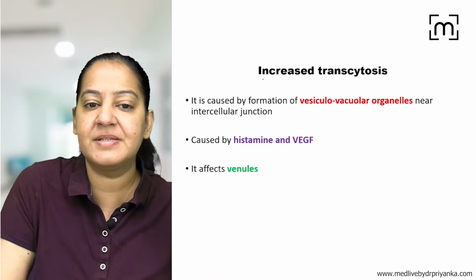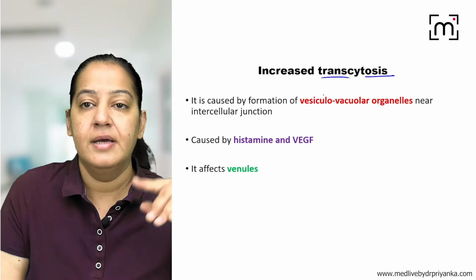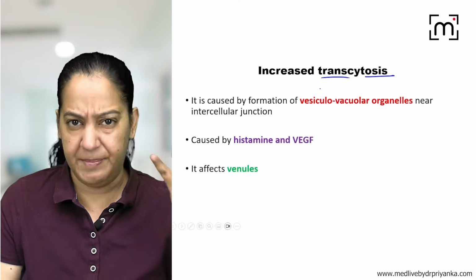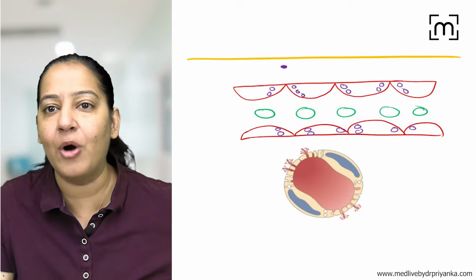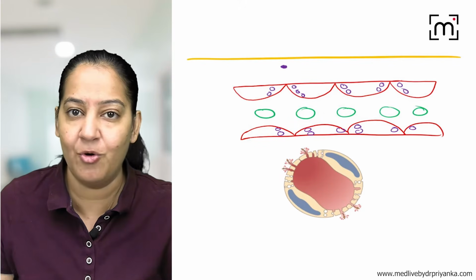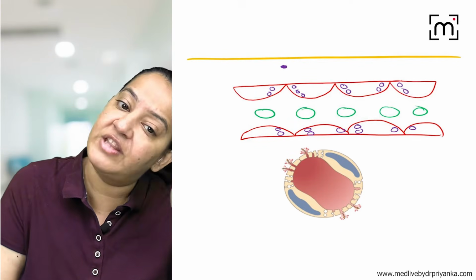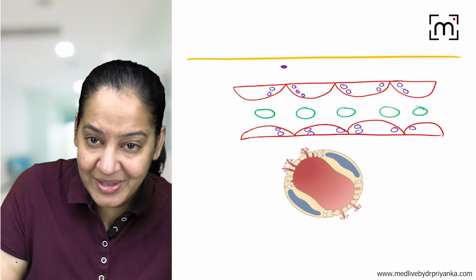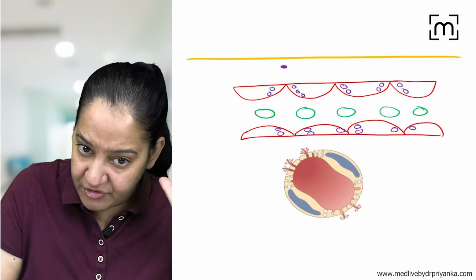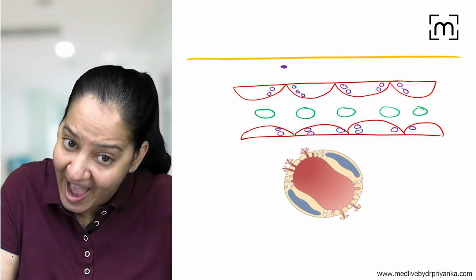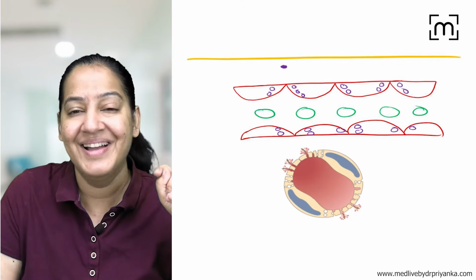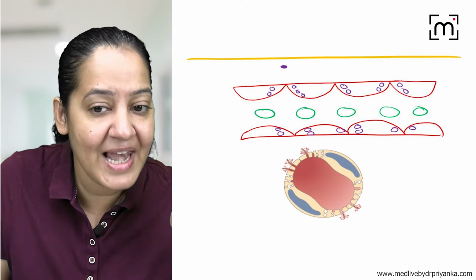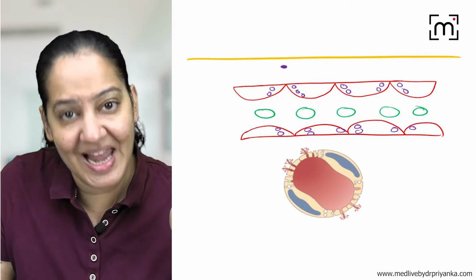The fourth mechanism is increased transcytosis. Now in this mechanism, no gaps are created. You will be thinking, ma'am, if there is no gap, how will WBC go out? WBC will go out without gap. What do you mean by that? So WBC will enter the endothelial cell from this side, travel in the endothelial cell, and exit the endothelial cell from this side. So cell within cell movement.